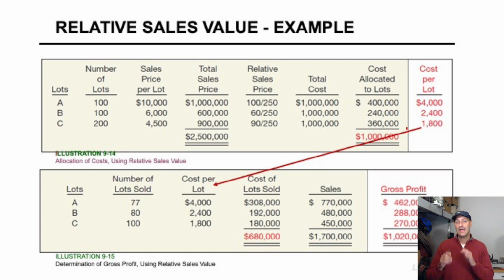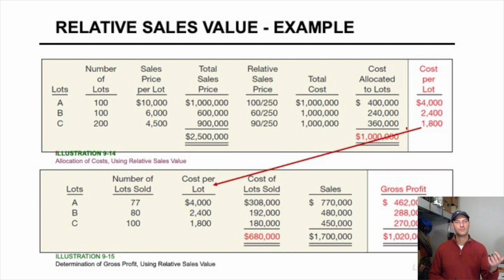Okay, so A lots are basically, as a rate proportion, the value as a proportion of the total sales price is 100 over 250. So we multiply that times our total cost of 1 million, which gives us a total cost allocated to the A lots of $400,000. So we have 100 of them, divide 400,000 by 100, we get $4,000 per A lot. We do the exact same thing with the B lots.